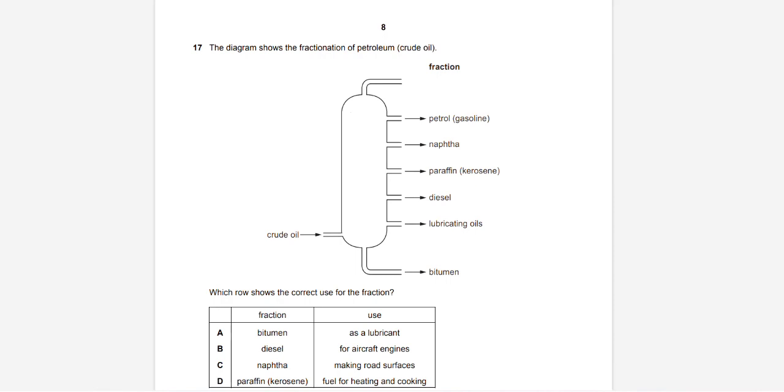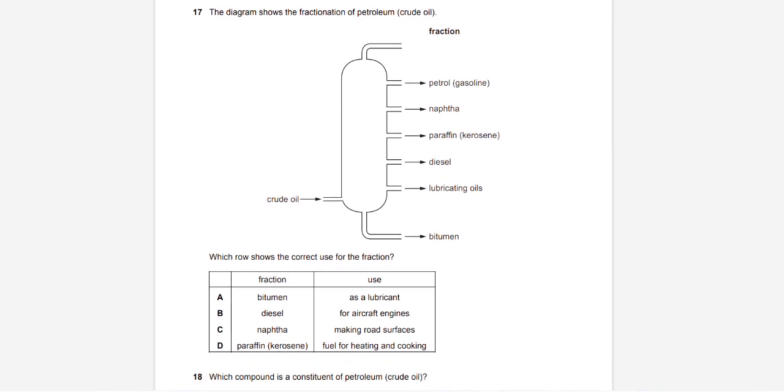To see all this question, I will have to minimize it. What is the question? The diagram shows the fractionation of petroleum, meaning the crude oil fractional distillation takes place. Fractions are given here. Crude oil is heated up to 400 centigrade. So, fractions and their uses.